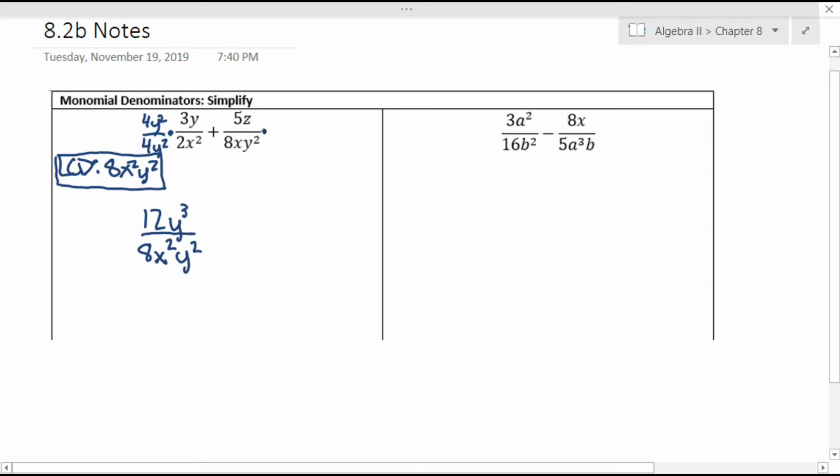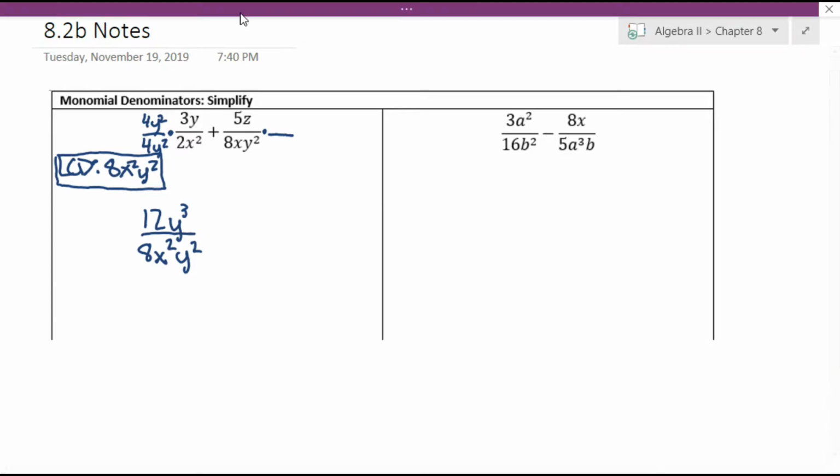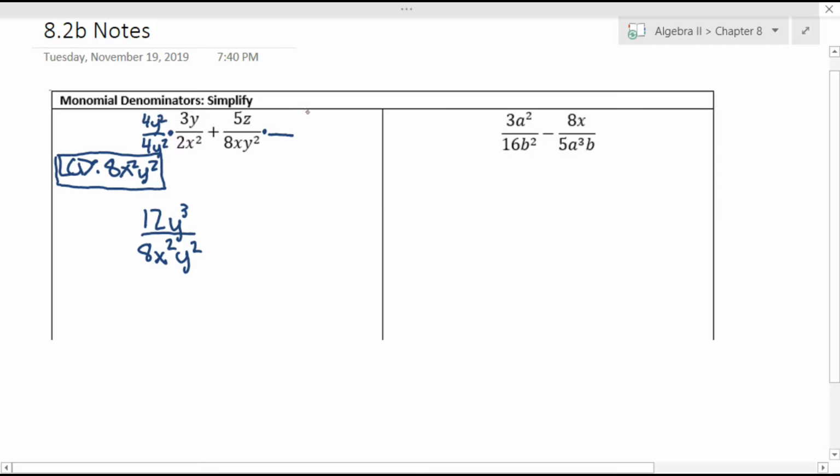I give you this chance to think about what you have to multiply 8xy squared by to get to 8x squared y squared. I'll give you a second while I change colors. You have to multiply by an x on the top and the bottom for it to be 8x squared y squared. So when we do that, we're going to get 5xz over 8x squared y squared.